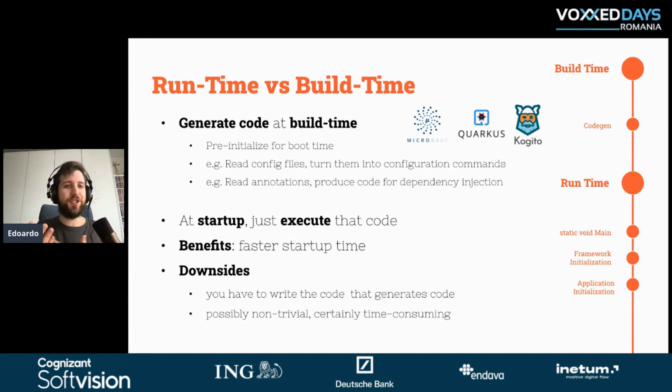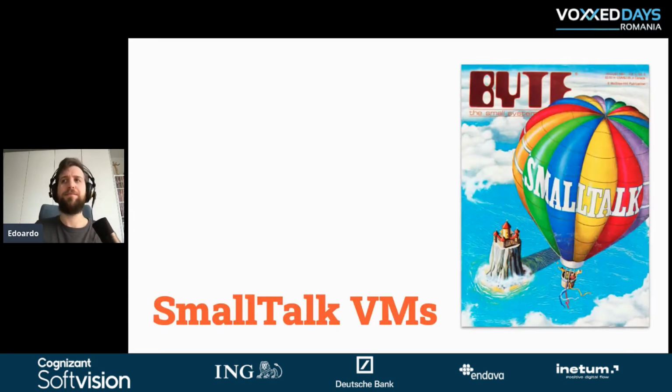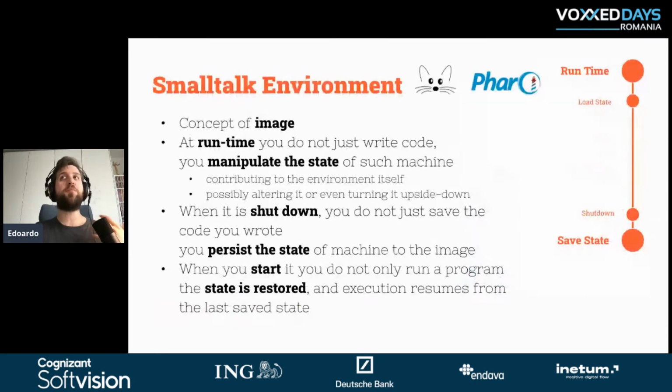And reflection is so convenient, right? And that's also why we probably abuse it in the Java ecosystem. Now, let me take a small detour and talk about Smalltalk VMs. Smalltalk VMs are somewhat what inspired part of the Java ecosystem, and they have a concept of image, runtime image.